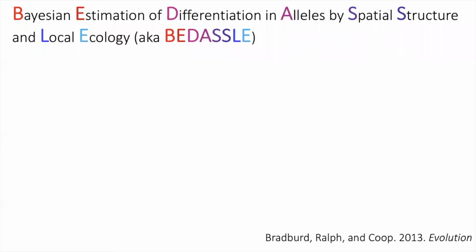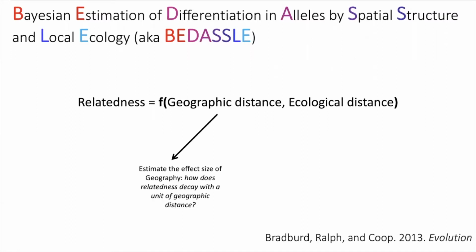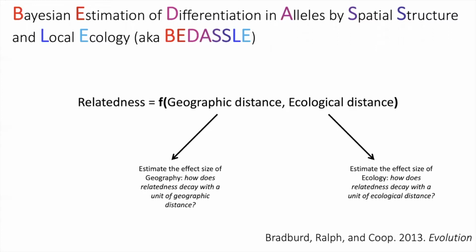But BEDASSLE came to be in 2013. It's been used in a variety of systems. And the acronym stands for Bayesian estimation of differentiation in alleles by spatial structure and local ecology. So that's very descriptive of what it does. And at the highest level, we're just trying to understand how genetic relatedness is a function of how that relatedness decays with units of geographic distance and units of ecological distance.